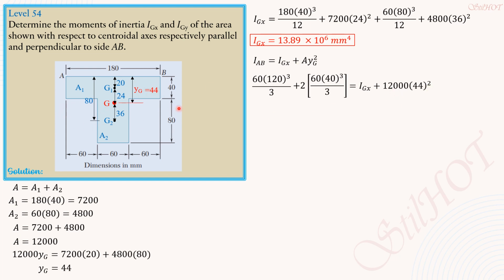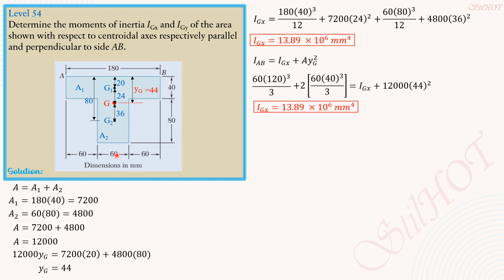So IGX plus area 12,000 times 44 square, because we transfer the moment of inertia from the centroidal G axis, which is unknown, to that. So solving for IGX, it should be equal to 13.89 times 10 to the 6th. To check the answer.